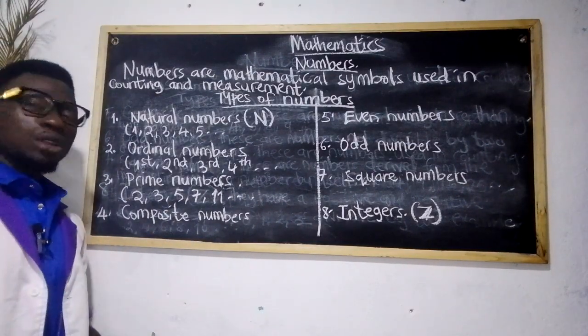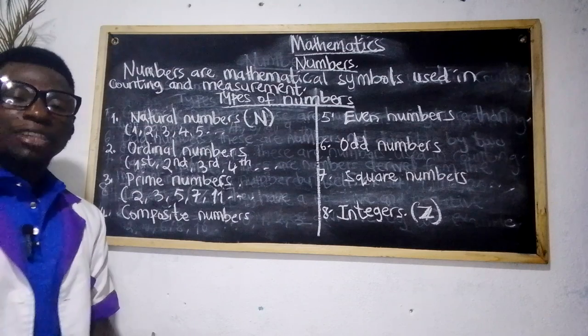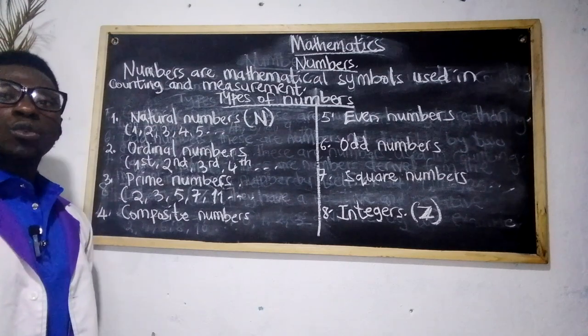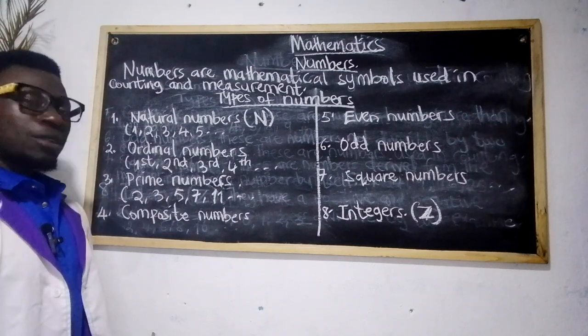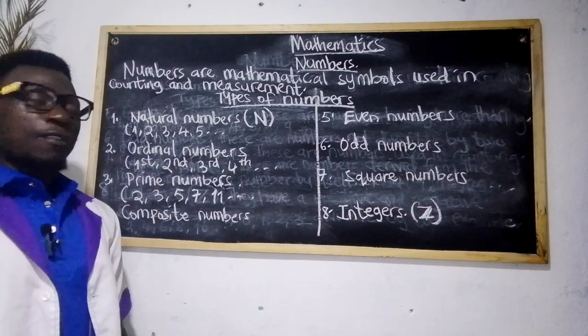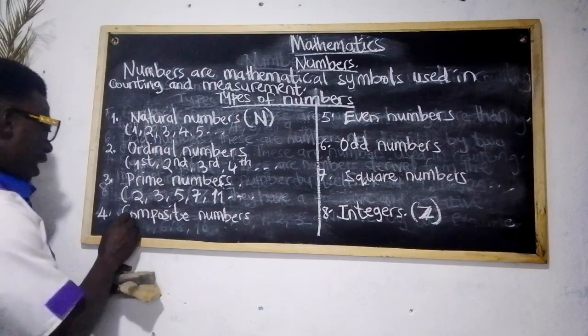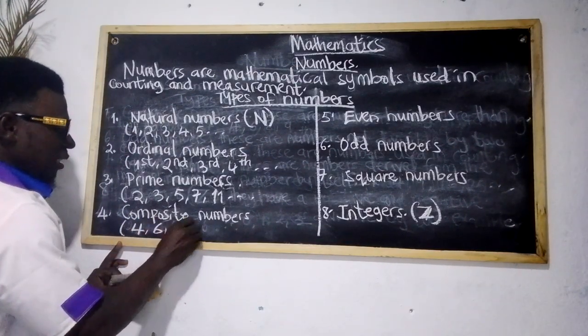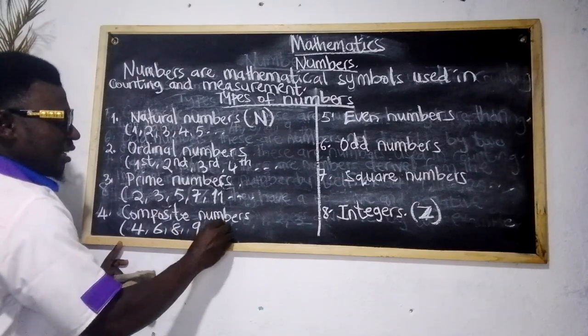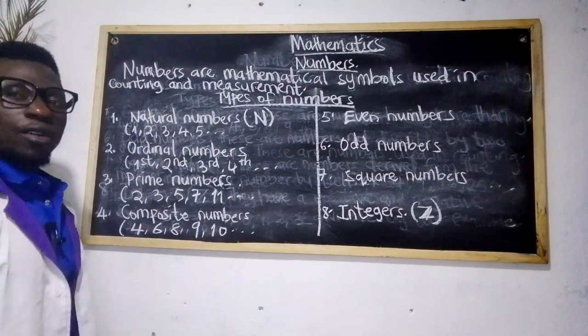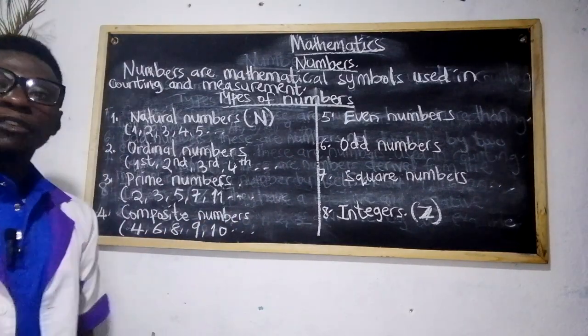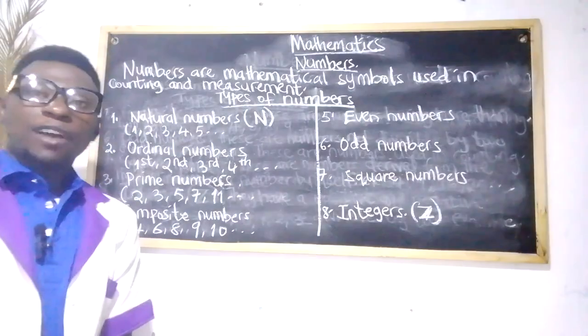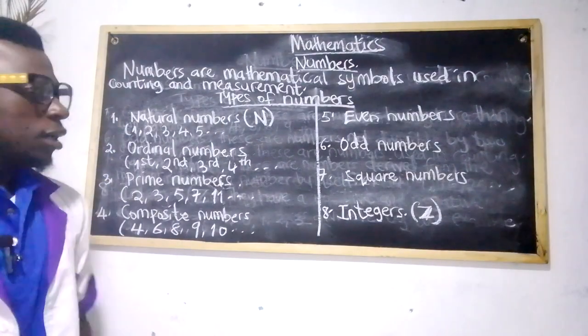What are composite numbers? Composite numbers are numbers that have more than two factors. Example, we have 4, 6, 8, 9, 10, and so on and so forth. These are composite numbers, therefore they have more than two factors, from 3 and above.